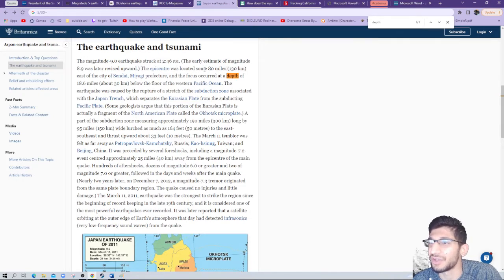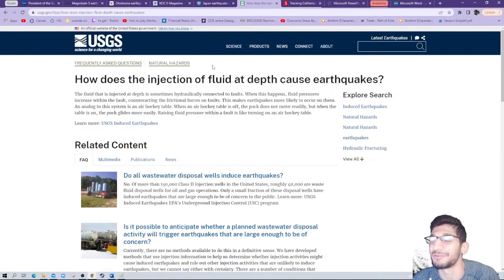It was located at a depth of 18.6 miles, 30 kilometers below the floor of the Pacific Ocean, while ours is not below any floor. And it was 30 kilometers, so ours is around 18% of that depth. So you can see the difference in depth and magnitude right here. I believe this was a magnitude of around 9. So yeah, big difference in magnitude.